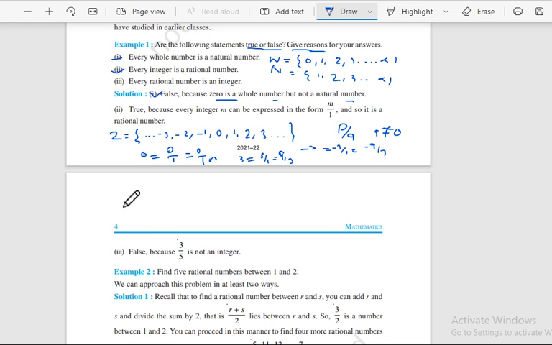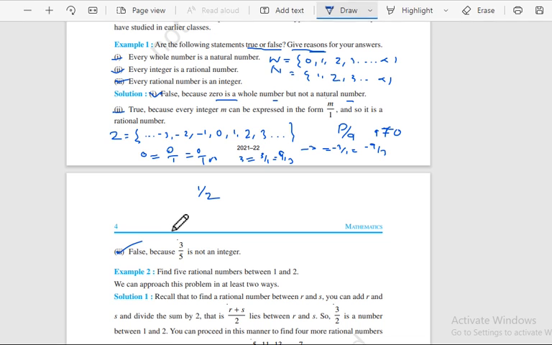So this is true, because for any integer, if we call it m, we will be able to write it as m by 1, and we get that number itself. So it is a rational number. Question 3: every rational number is an integer. Now, half is a rational number and it is not an integer, isn't it? Because integers are these numbers. So every rational number is not an integer. So this is false.